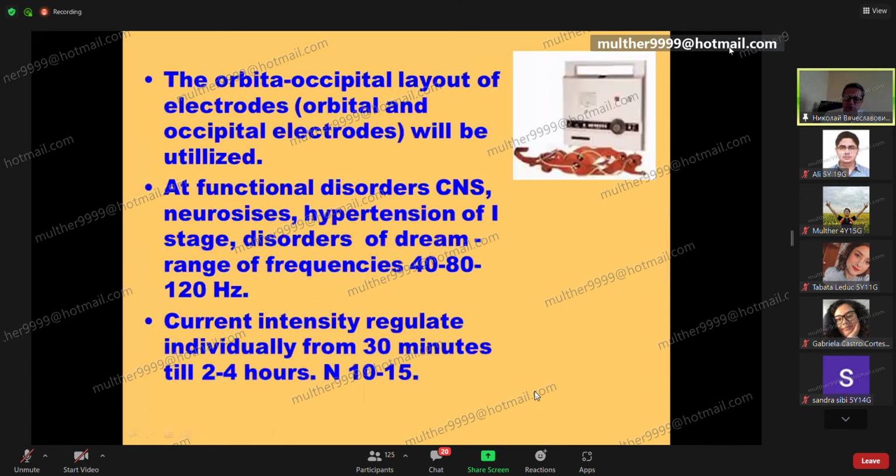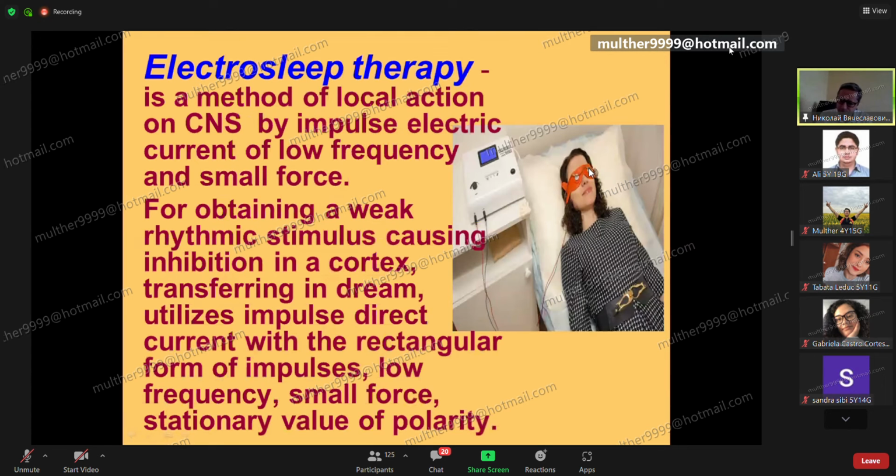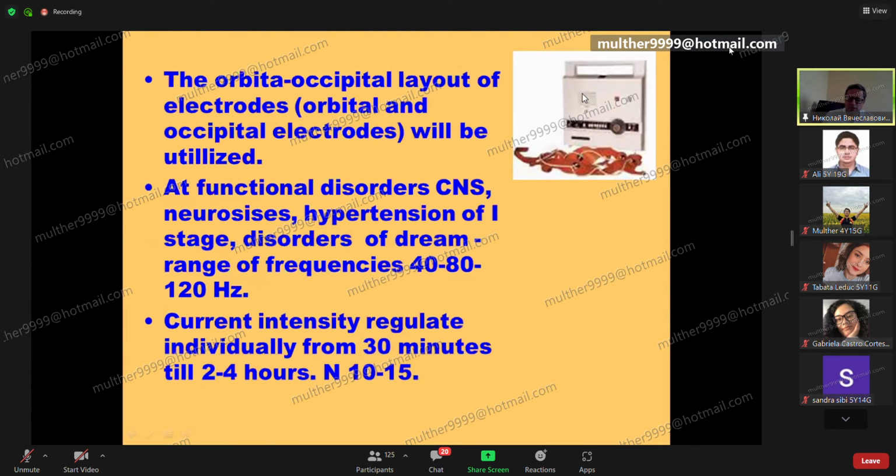In this picture, you can see the device and the special rubber mask, as you saw on the previous slide, which usually should be located on the patient's eyes. This is our first pair of electrodes, the orbital electrodes. The second pair is connected with the processus mastoideus, and there is an occipital pair of electrodes. So, four electrodes for this procedure. And this is the generator of these impulses.